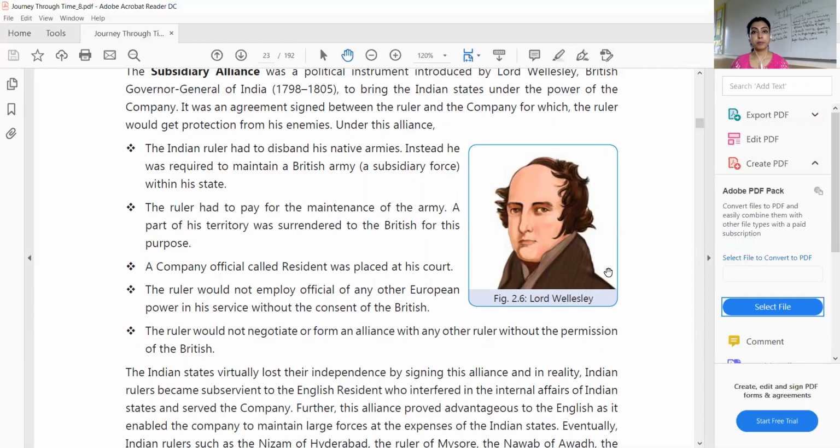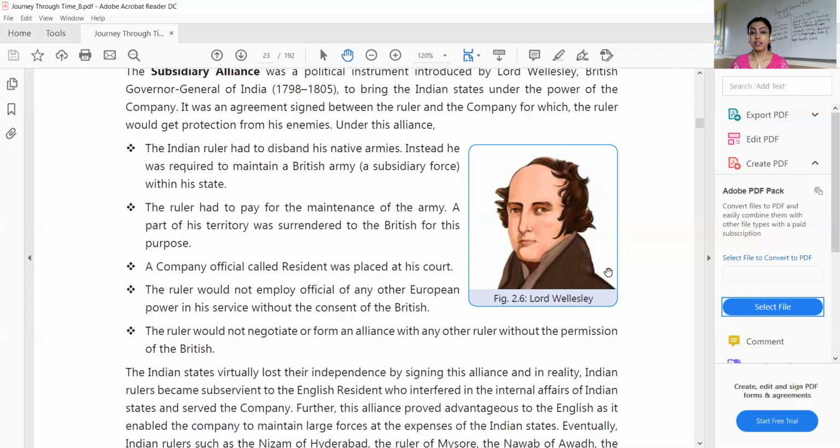Another agreement was that the rulers who have signed the subsidiary alliance would not be allowed to keep any official. He cannot recruit or employ any official of any other European power. No official, British official, nobody. He cannot recruit anyone without the permission of the British. That means now the entire power lies in the hands of the British.